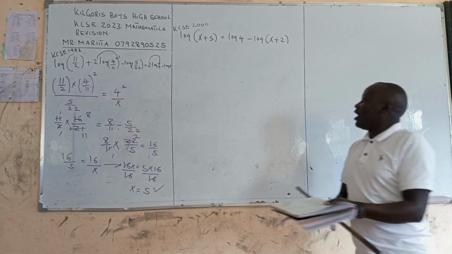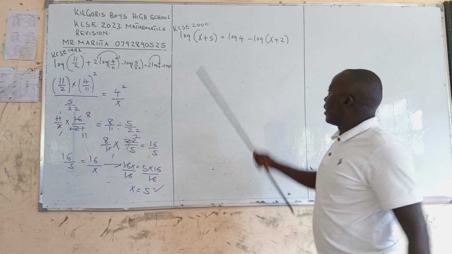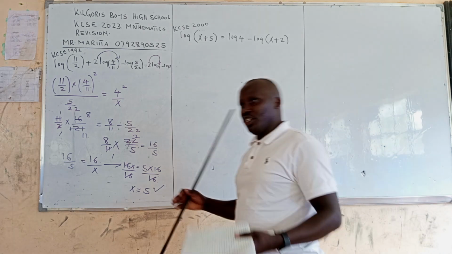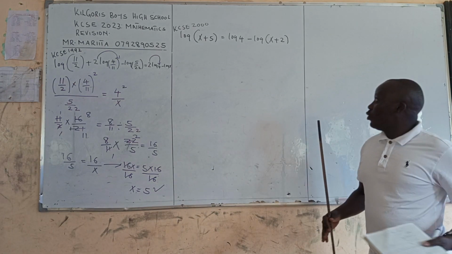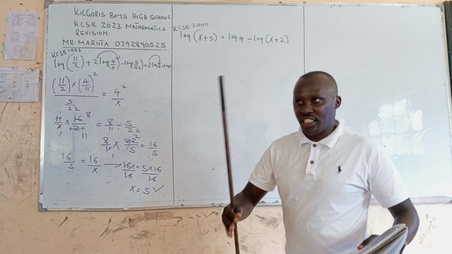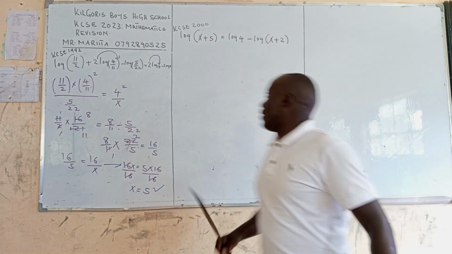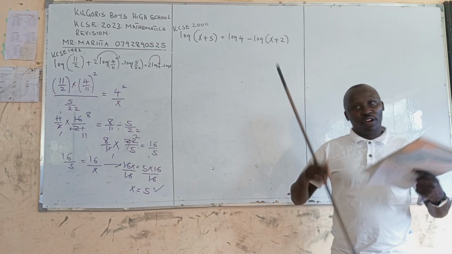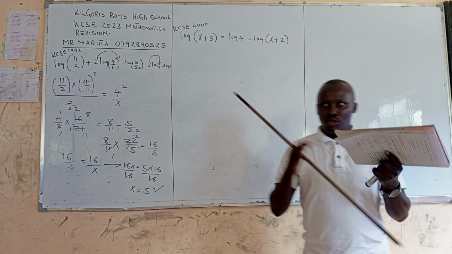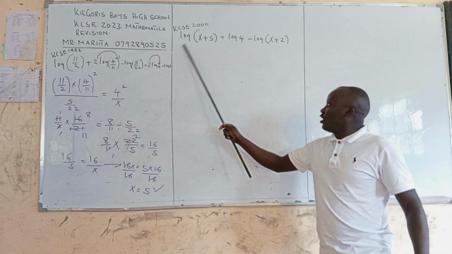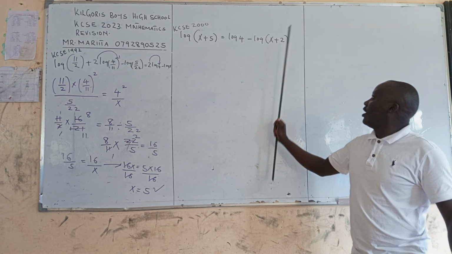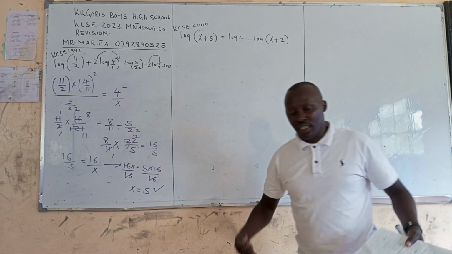So you need to find the value of x that satisfies the equation. What you need to understand here is where we have the main operation. The main operation is subtraction, so the subtraction sign will change into division. Then you check if the problem contains the same logarithm. If it does, then you are supposed to drop that logarithm. So in this case, we have log of x plus 5, and log 4 minus log of x plus 2. So the problem contains the same logarithm.